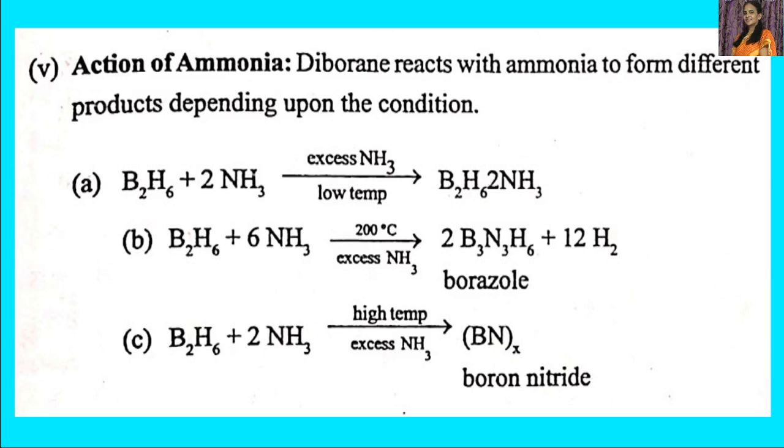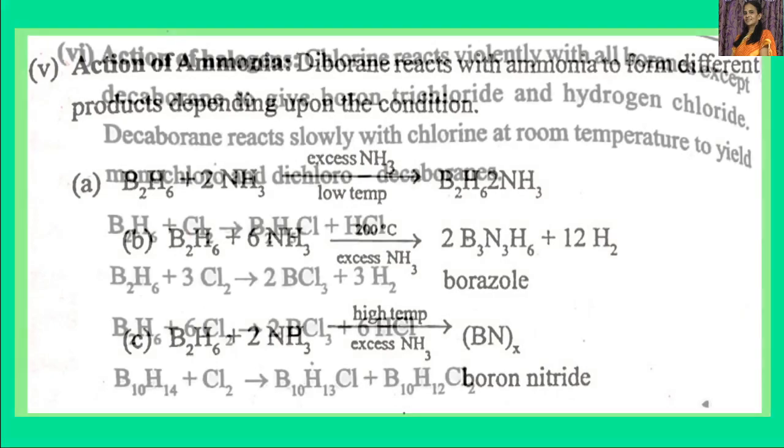So this is one reaction. And next, at high temperature and with excess of ammonia, diborane combines with ammonia to give boron nitride, BN taken x. So based on the conditions, different products are obtained when diborane combines with ammonia.